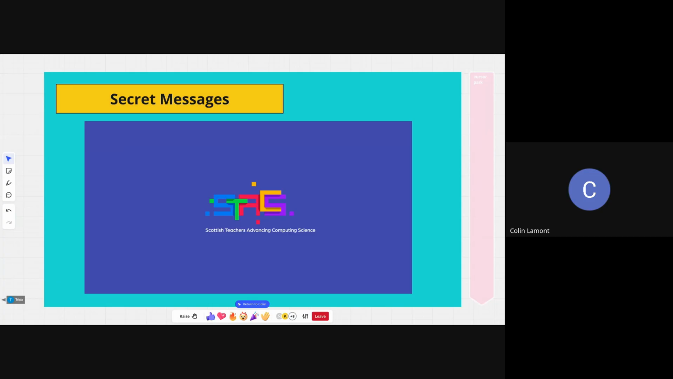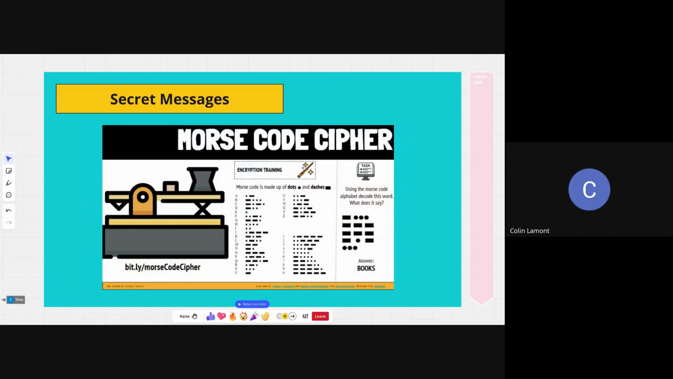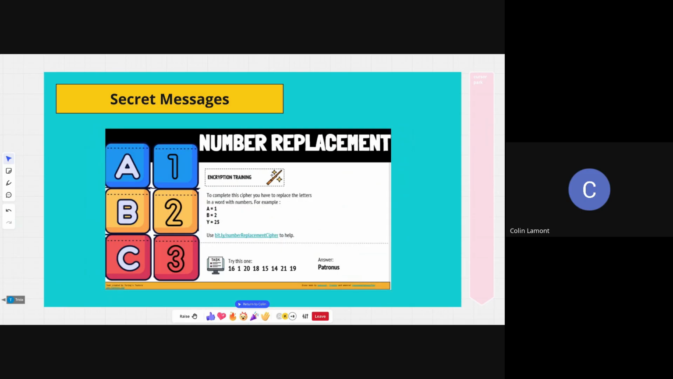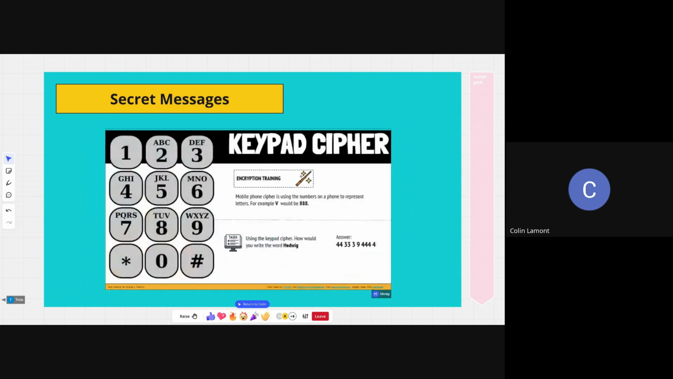There's loads of different examples. Here's just a few of them. Some of the ones that STACS have come up with. So you've got Morse code. Each letter is replaced by a sequence of dots and dashes. Quite old school, but they might recognize it. Number replacement. So each letter in the alphabet is represented by a number. So A is 1 and Z is 26, and you use those number sequences to create your letters and your words. A keypad cipher, again, quite kind of old school. It's like old school text messaging if you're of a particular vintage.